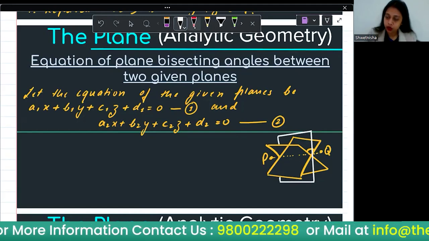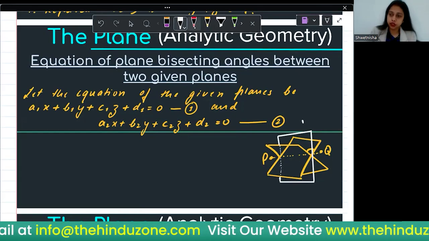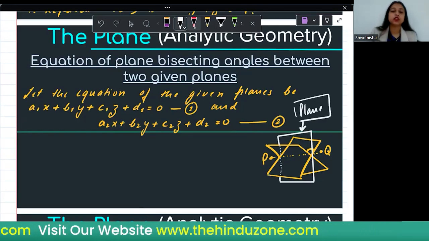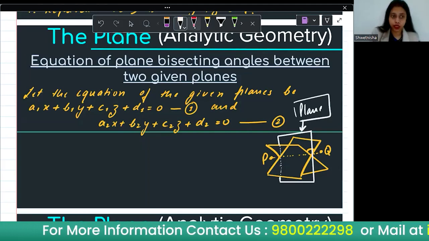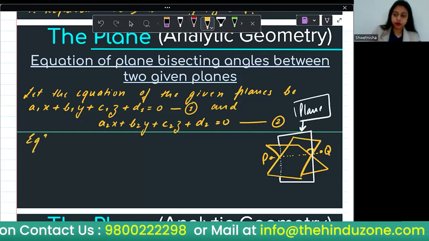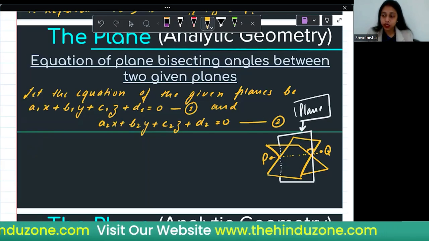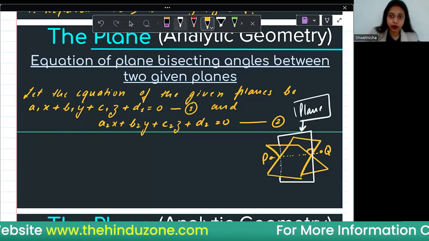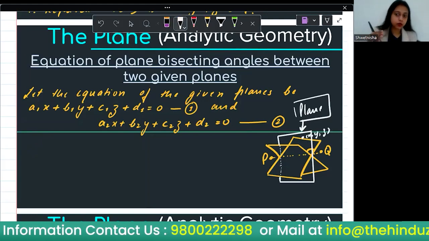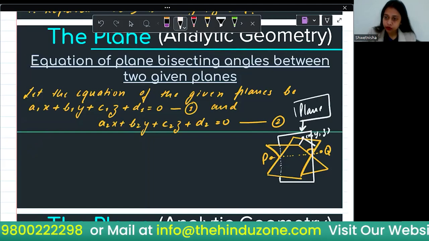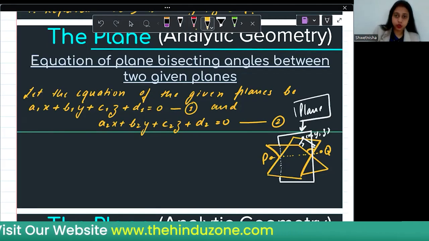Which is passing through this line of intersection. Okay, so this is the plane we are interested in. We have to find the equation of this. Now, the equation of any plane passing through the intersection of planes 1 and 2, we know how to find. But one more thing we can do here is, if I take any point on this plane, let us take any point to be (x, y, z), then that point will be equidistant from both of the planes, because it is on the plane which is bisecting the angle between the two planes. So, let us do it with this approach.